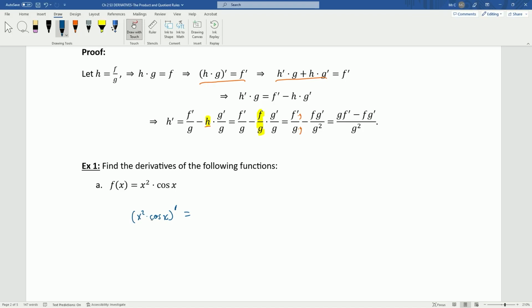So in this case, we're looking at the product. So this is x squared prime times cosine of x plus x squared times cosine of x prime. That's 2x cosine of x plus x squared times negative sine of x. That's 2x times cosine of x, and I'll just move the negative factor in front, minus x squared sine of x. So there's a couple reasons.